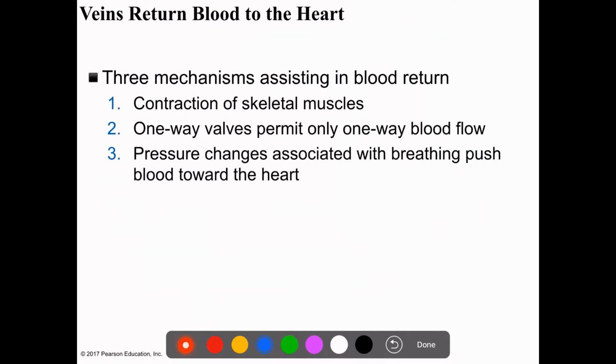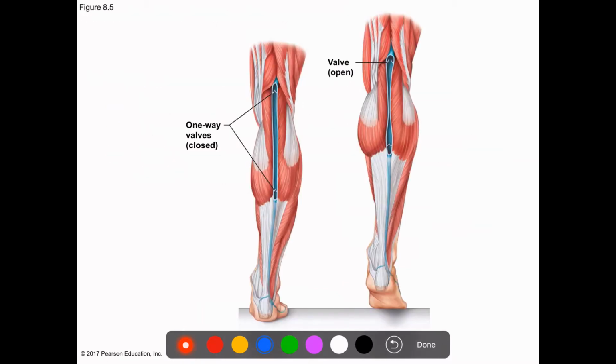Now, there are three mechanisms assisting in blood return. There is the contraction of skeletal muscles. Veins also have one-way valves that will permit one-way blood flow. And the pressure changes associated with breathing would push the blood toward the heart. As you can see, this is the vein. These are the valves. When they are open, the blood would flow, but when they are closed, there is no backflow of the blood toward the cells or toward the tissues. So this would allow only one way of blood flow.